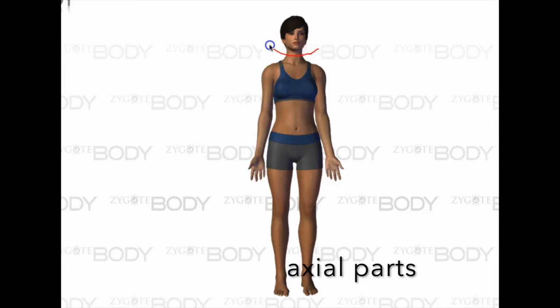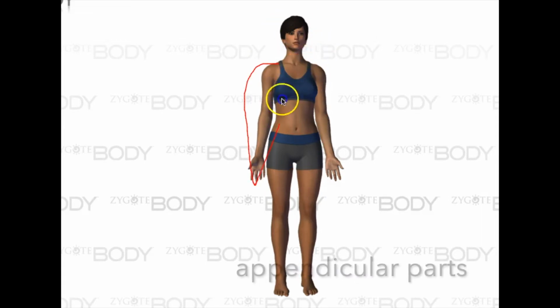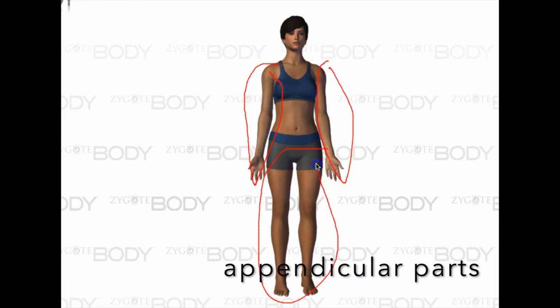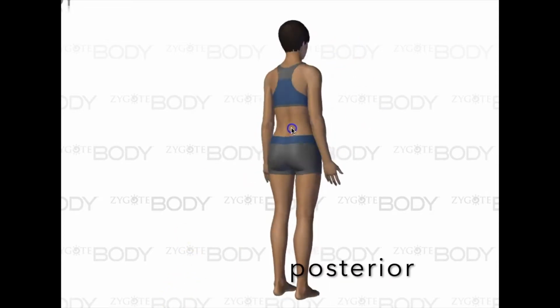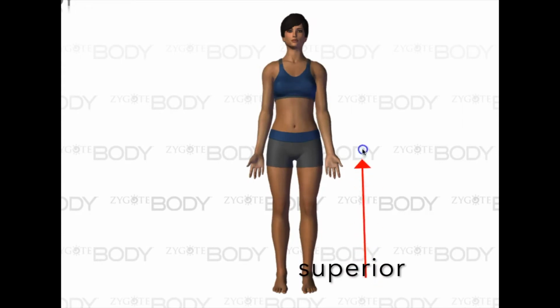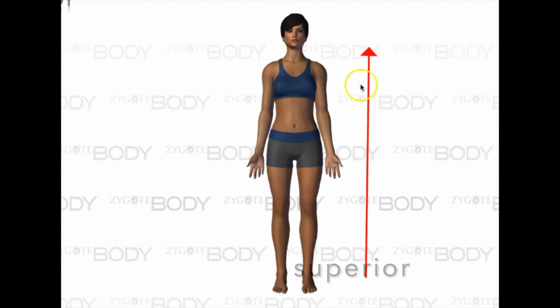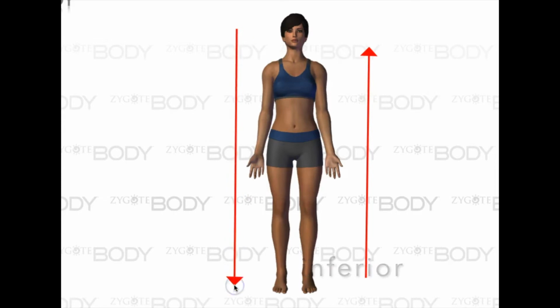Next we have the axial parts of the body, which include the head, neck, and body. Then we have the appendicular parts that include the arms and legs. The way the body is positioned now, it is anterior to us. If you flip the body back, it is now posterior to us. Superior means towards the head. For example, the heart is superior to the stomach, and inferior is towards the bottom.